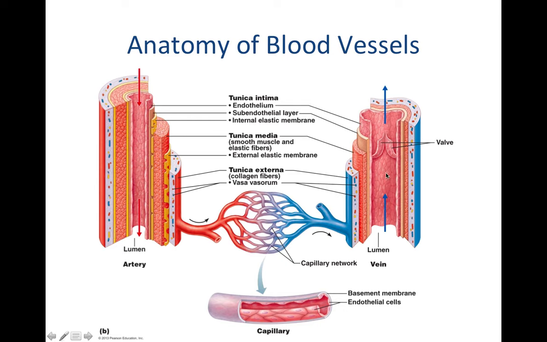So look for larger lumens in veins, and because the walls are so much thinner in veins, they may appear kind of oblong or floppy looking, compared to the more round appearance of arteries, because they have a thicker wall that helps to hold them up. And again, capillaries only have a tunica intima. So you have this simple squamous epithelium, the endothelial cells, and the basement membrane.